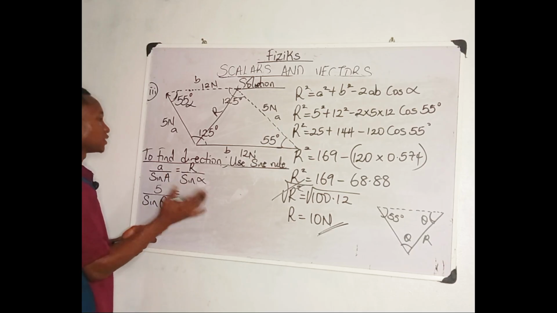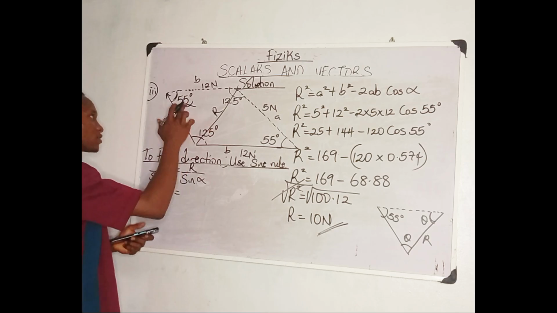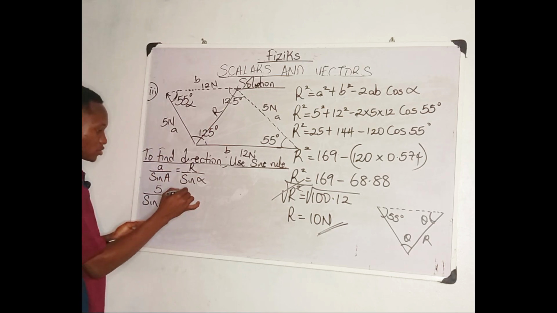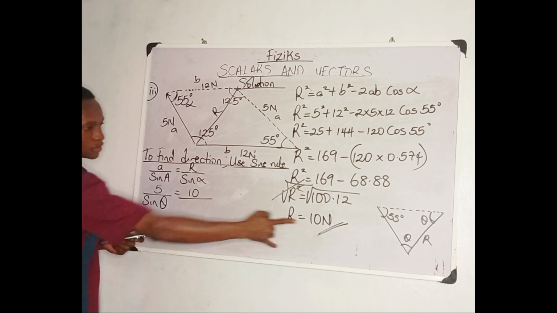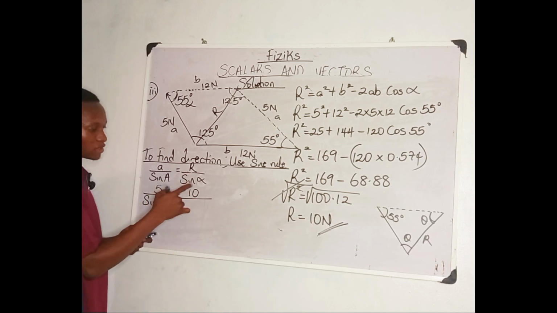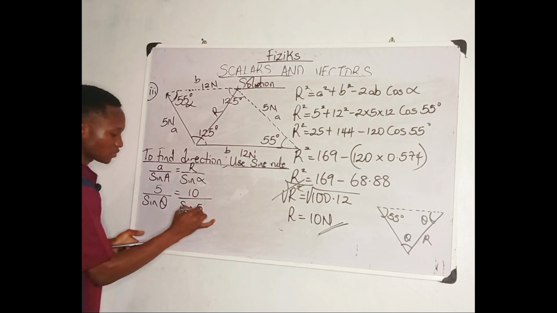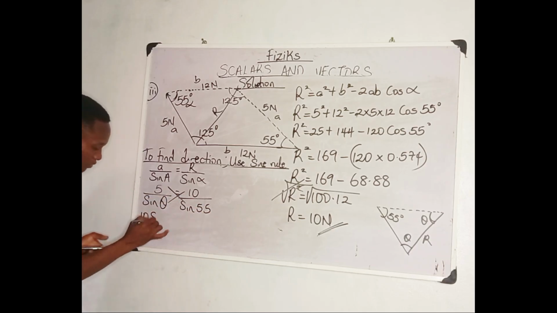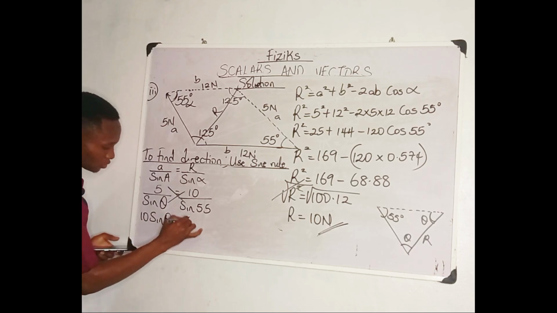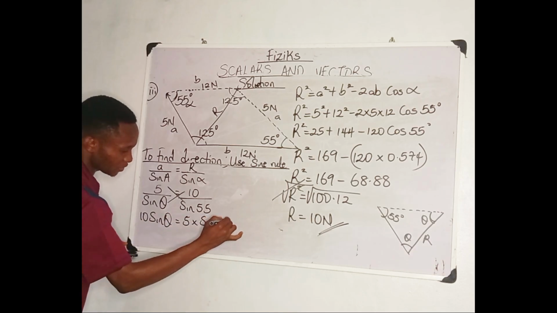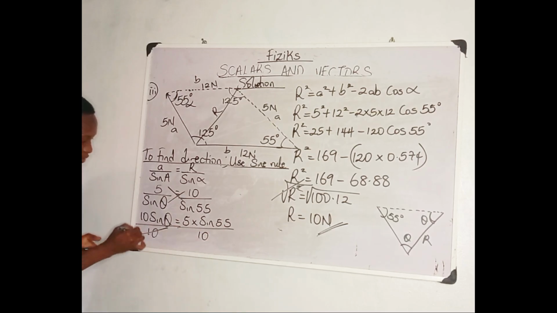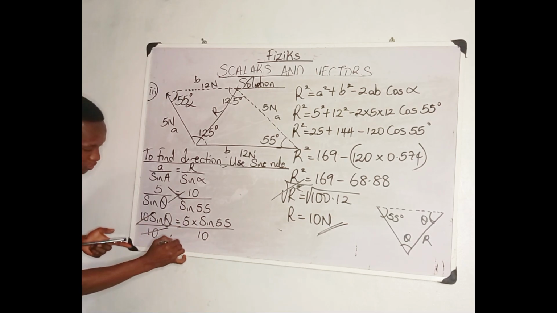What I mean by that is this: this is the r where the angle is facing, and with this, you can actually get our answer. So I'm going to have the resultant 10 over sine alpha, which is sine 55. With this, I can cross multiply. You cross multiply, you have 10 sine theta is equal to 5 times sine 55. So we divide both sides by 10, and this cancels this.